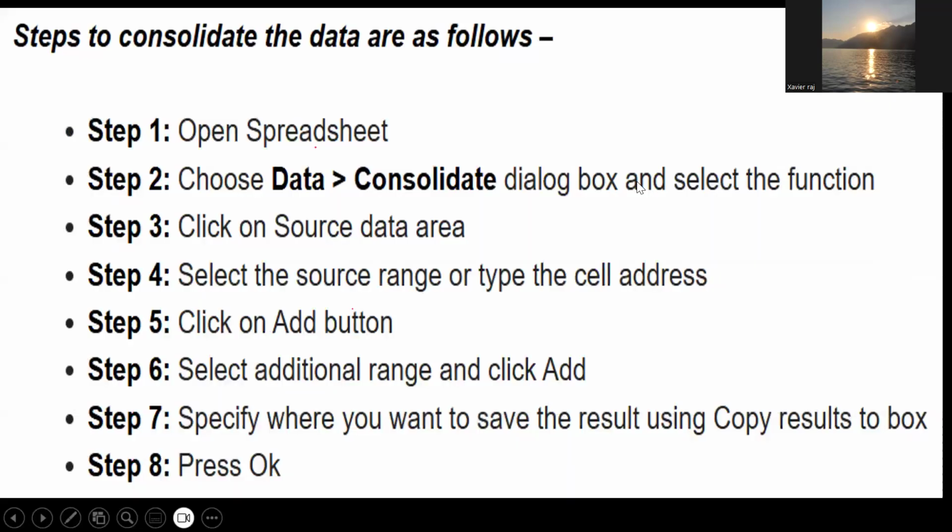Then the steps here I have given: steps to consolidate the data. First you have to open the spreadsheet, which here is LibreOffice Calc. Then choose the Data menu, the Consolidate function, then click the source data, select the source range or type the cell address, then click the Add button, select any additional range you want to add, then specify where you want the result, then click OK.